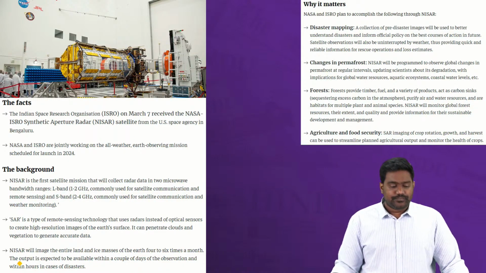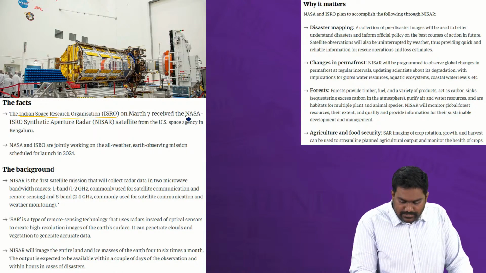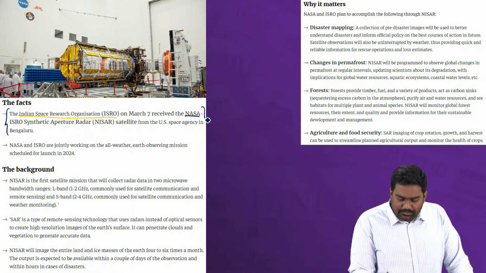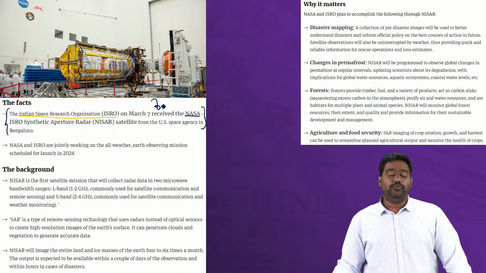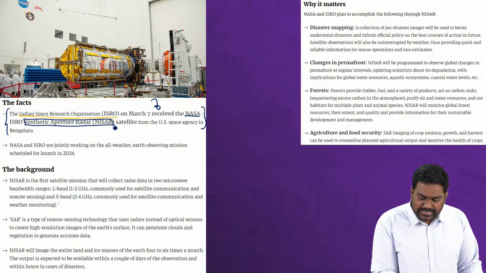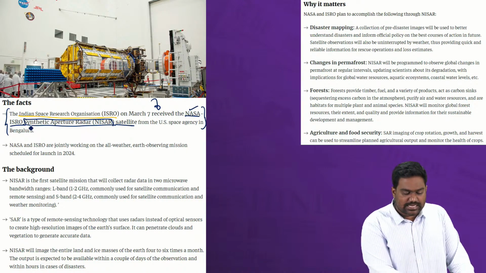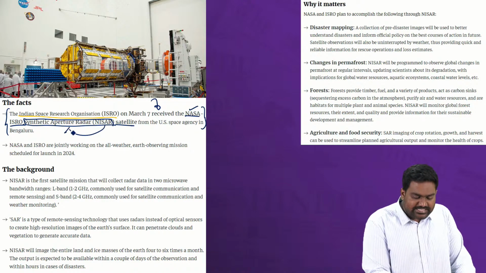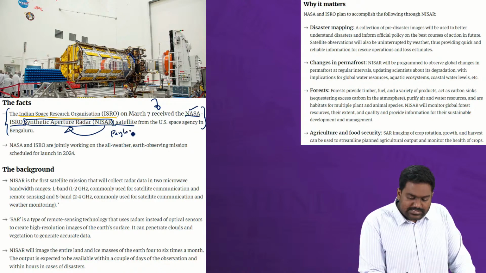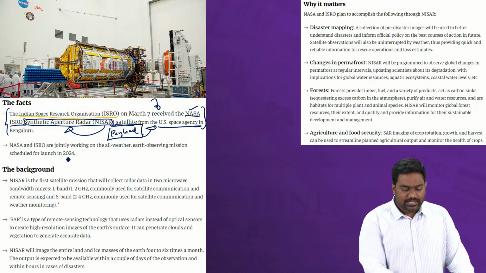based on this topic. India's ISRO and NASA of the US, they both launched a joint initiative a few years ago to develop a synthetic aperture radar satellite called NISAR. It stands for NASA ISRO. N stands for NASA, I for ISRO. SAR is the payload. SAR stands for synthetic aperture radar. That is the payload on this satellite.